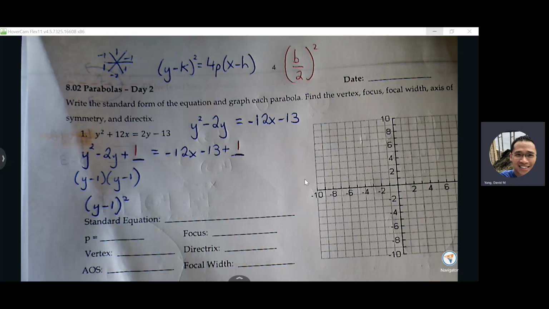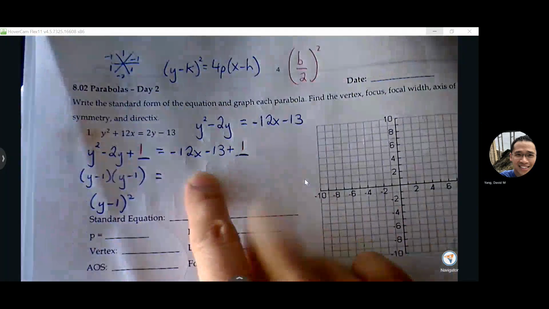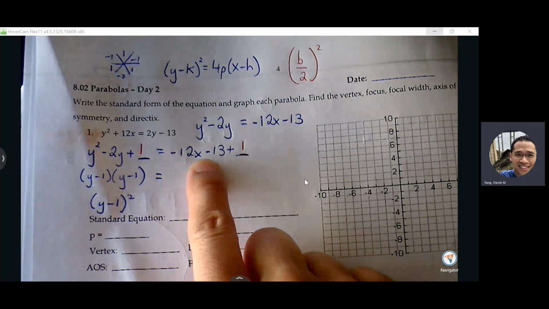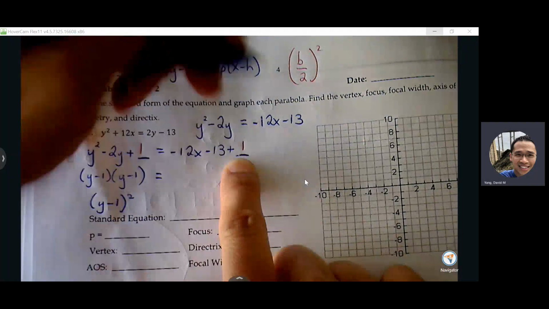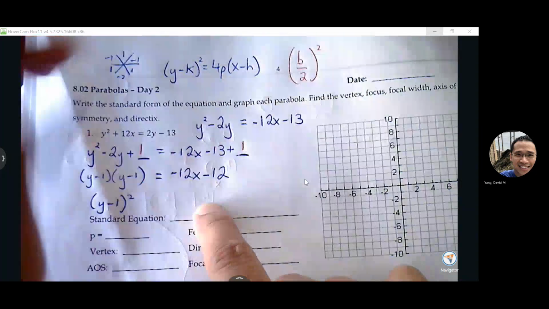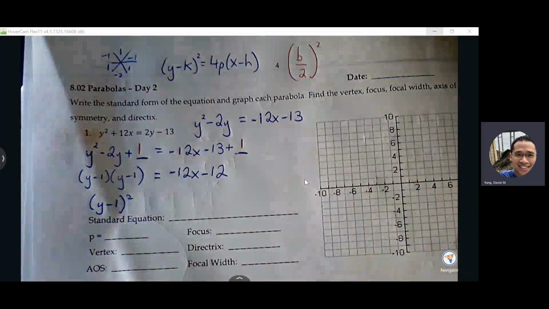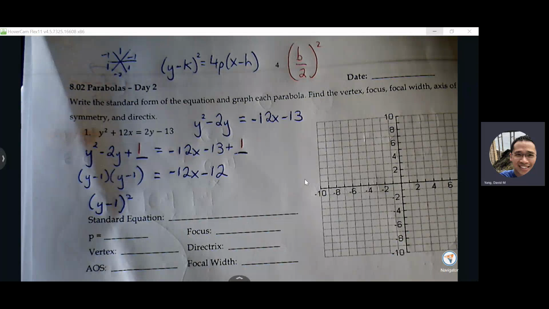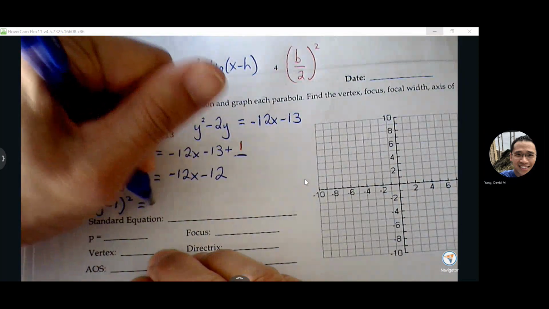Okay, now let's work on the right side. The right side, I'm going to combine some like terms here. So -12x minus 12. And you should always look for a GCF. And what's the GCF? -12. So I'm going to factor a -12 out.